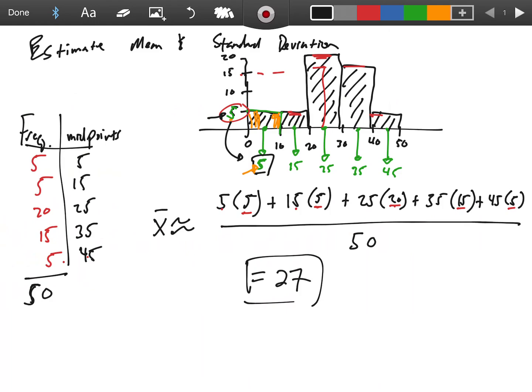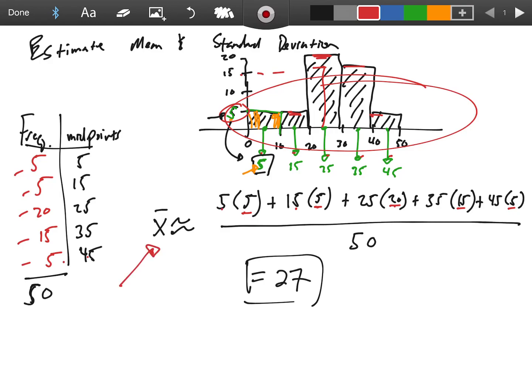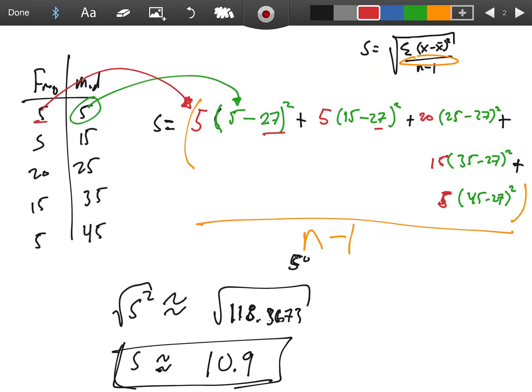To recap, going back here, here's our distribution. We grabbed the middles. We found out how many things there were at each midpoint. We calculated an estimated mean first, and then we used that estimated mean to calculate the standard deviation. We actually calculated the variance along the way. This 118 is the variance. Although variance is somewhat useful, it's not as useful a number, in my opinion, as the standard deviation.